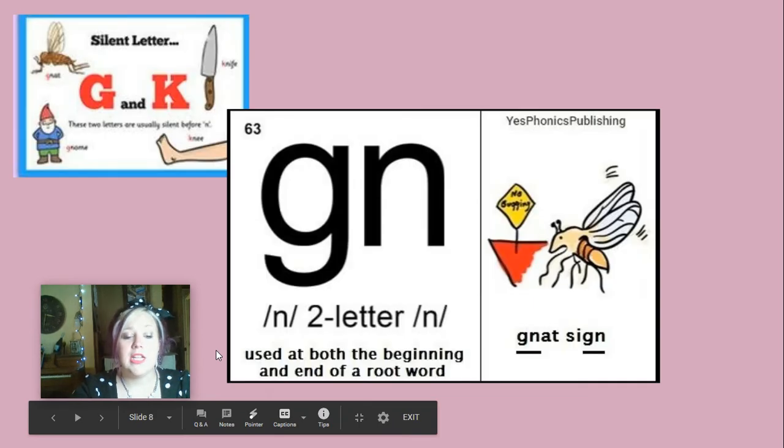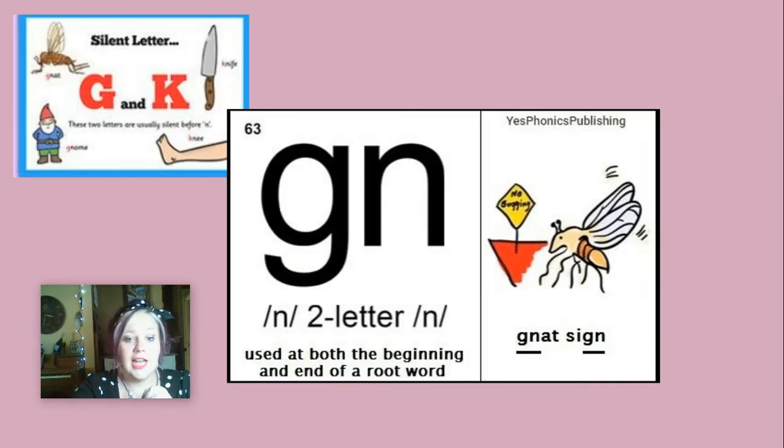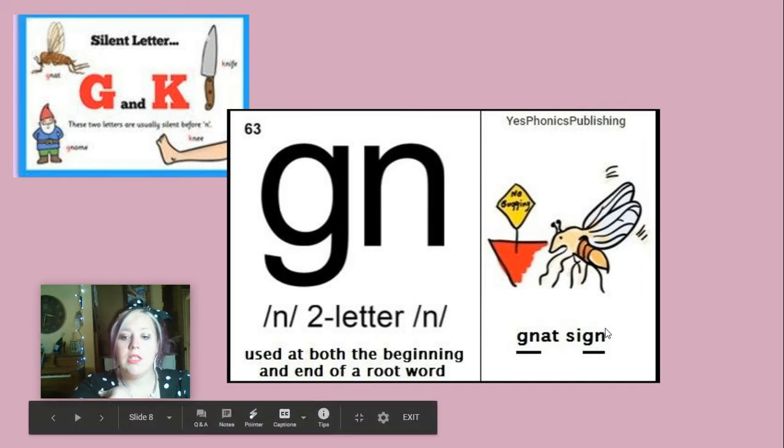Our next one is GN, and the G is silent. You can actually find this at the beginning or the end of a word. More times you're going to find it at the end of a word, but you also will see it at the beginning, like gnat. So the G is silent. We just make the N sound. And they're used at the beginning or the end. Also might see it in words like sign.